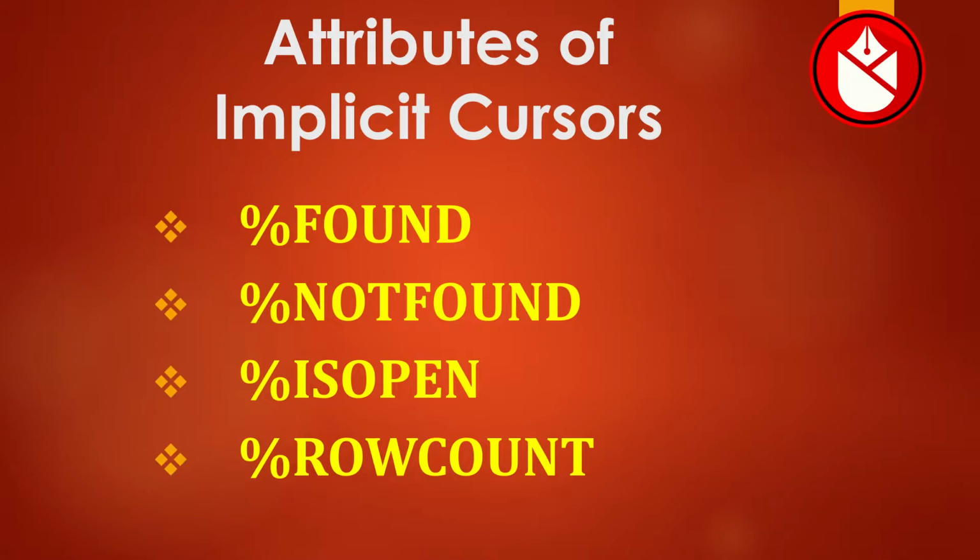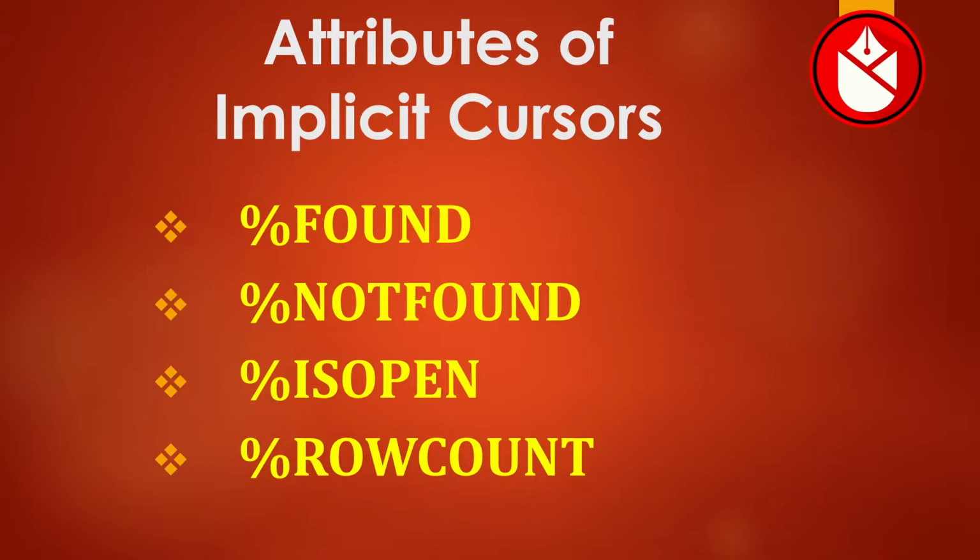Now, the attribute %ISOPEN always returns false for implicit cursors, because Oracle closes the SQL cursor automatically after executing its associated SQL statement. And %ROWCOUNT returns the number of rows affected by an insert, update, or delete statement, or returned by a select into statement.